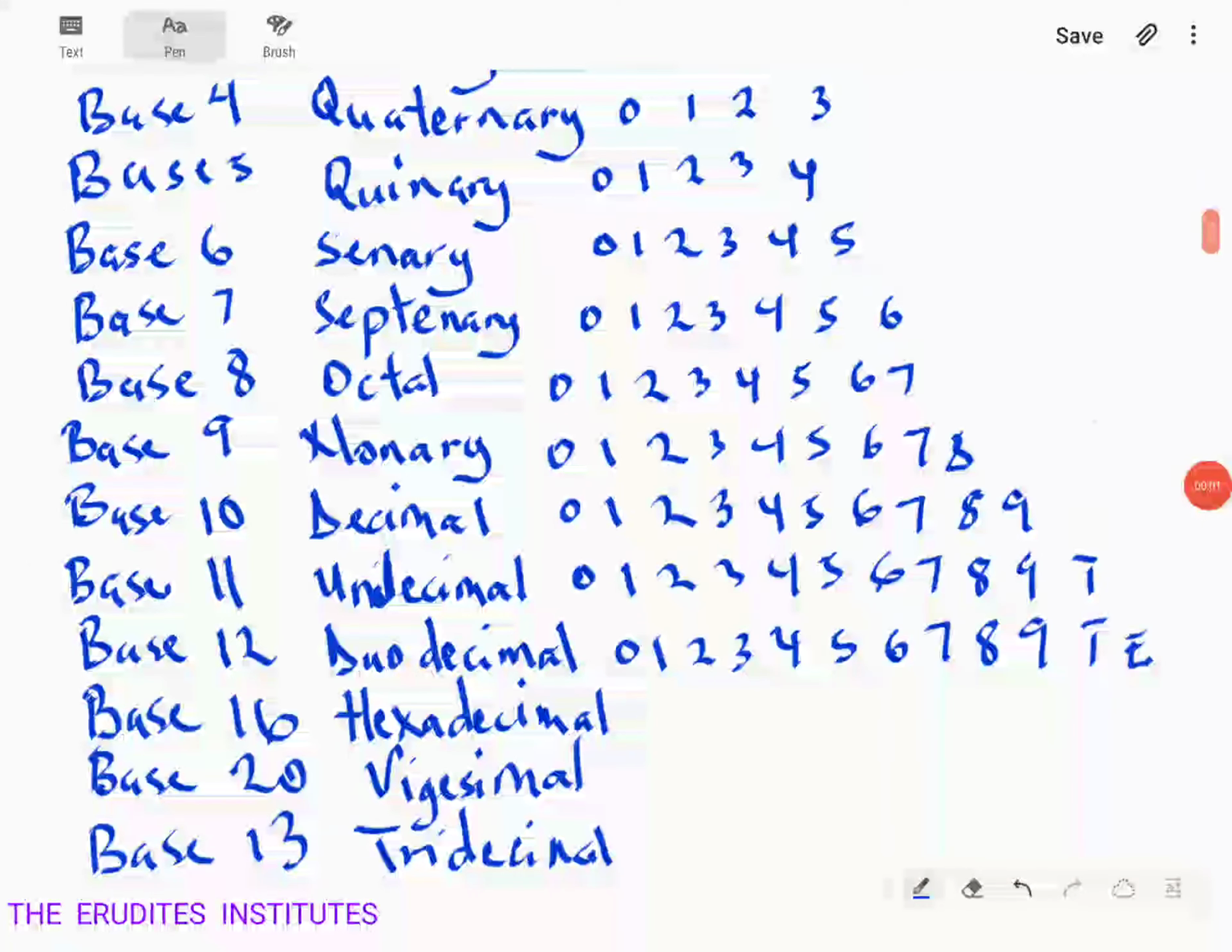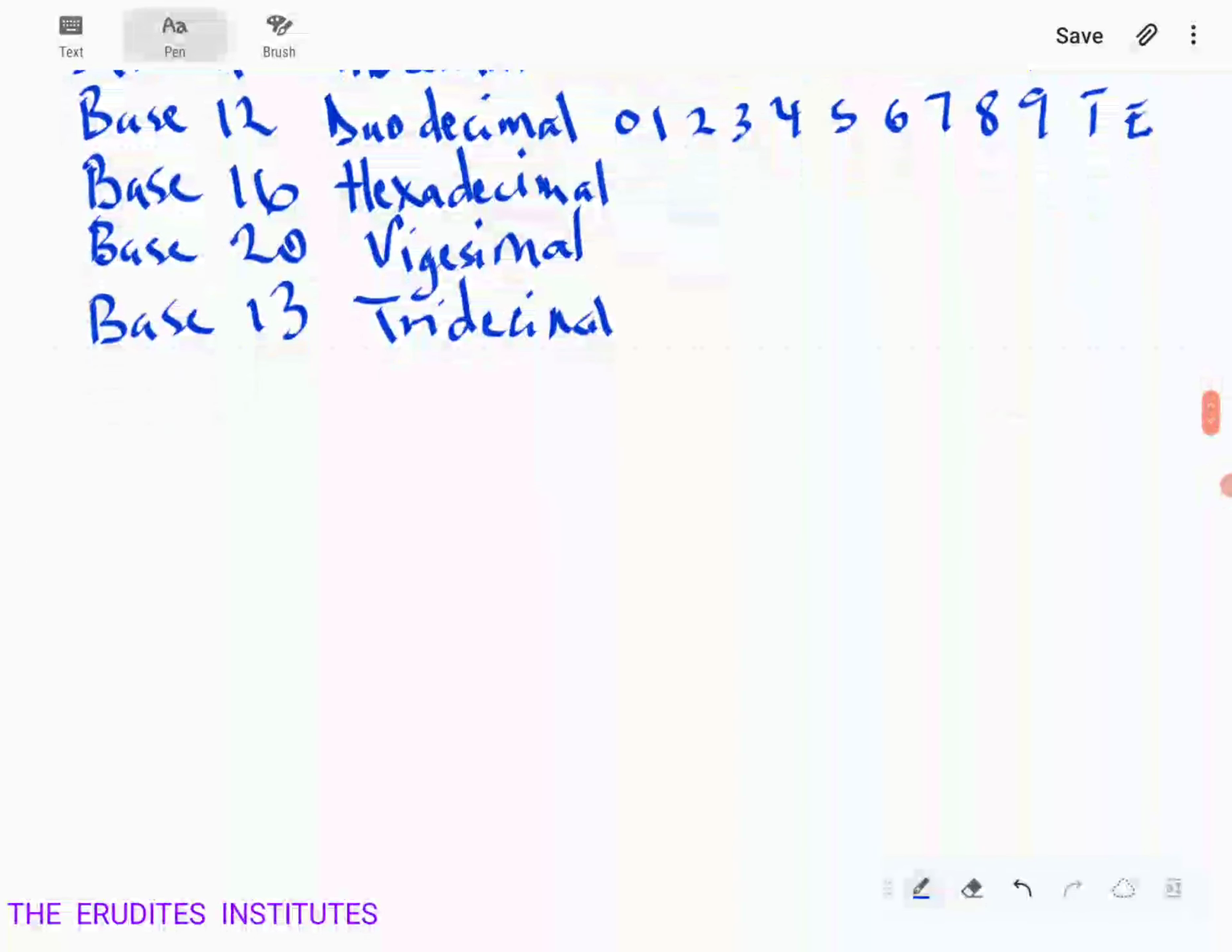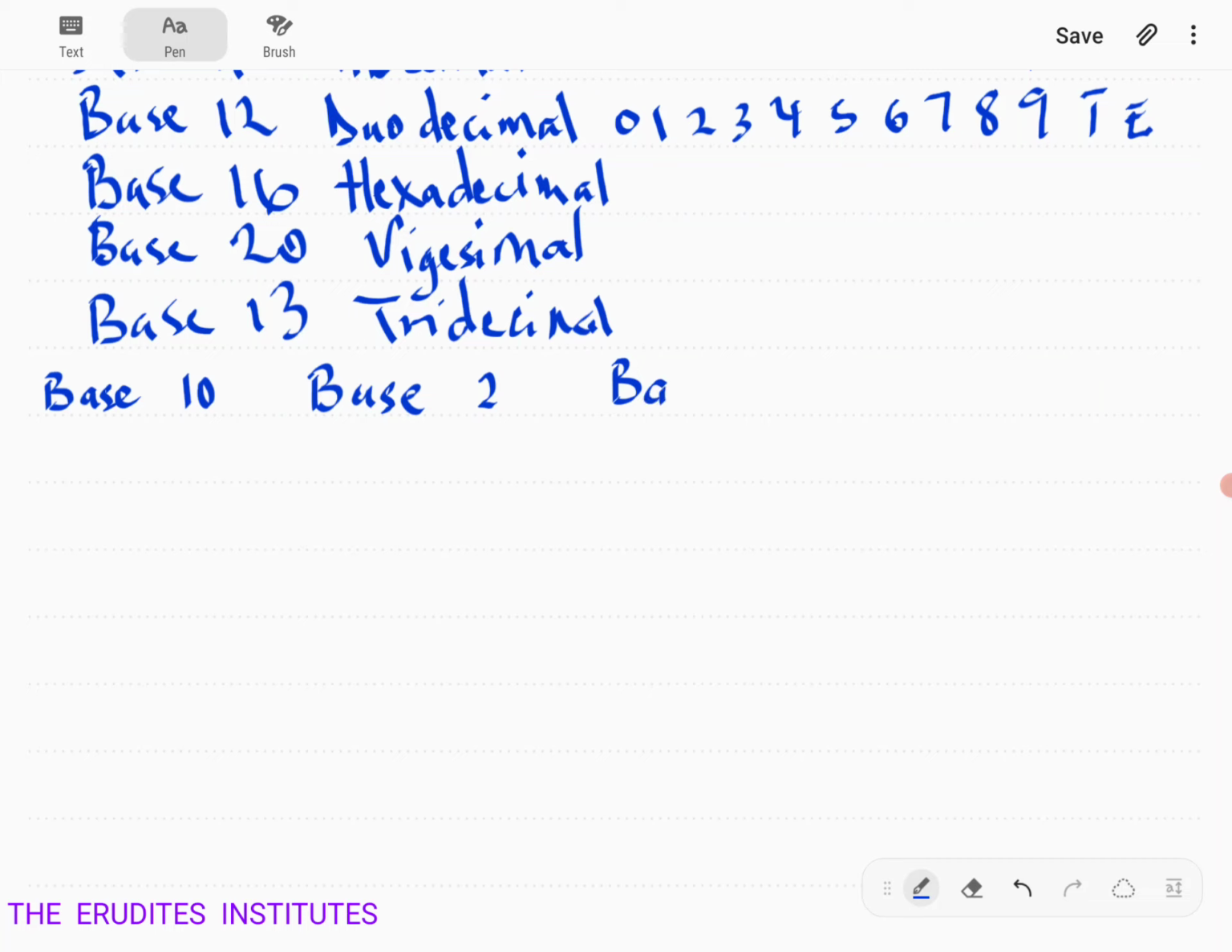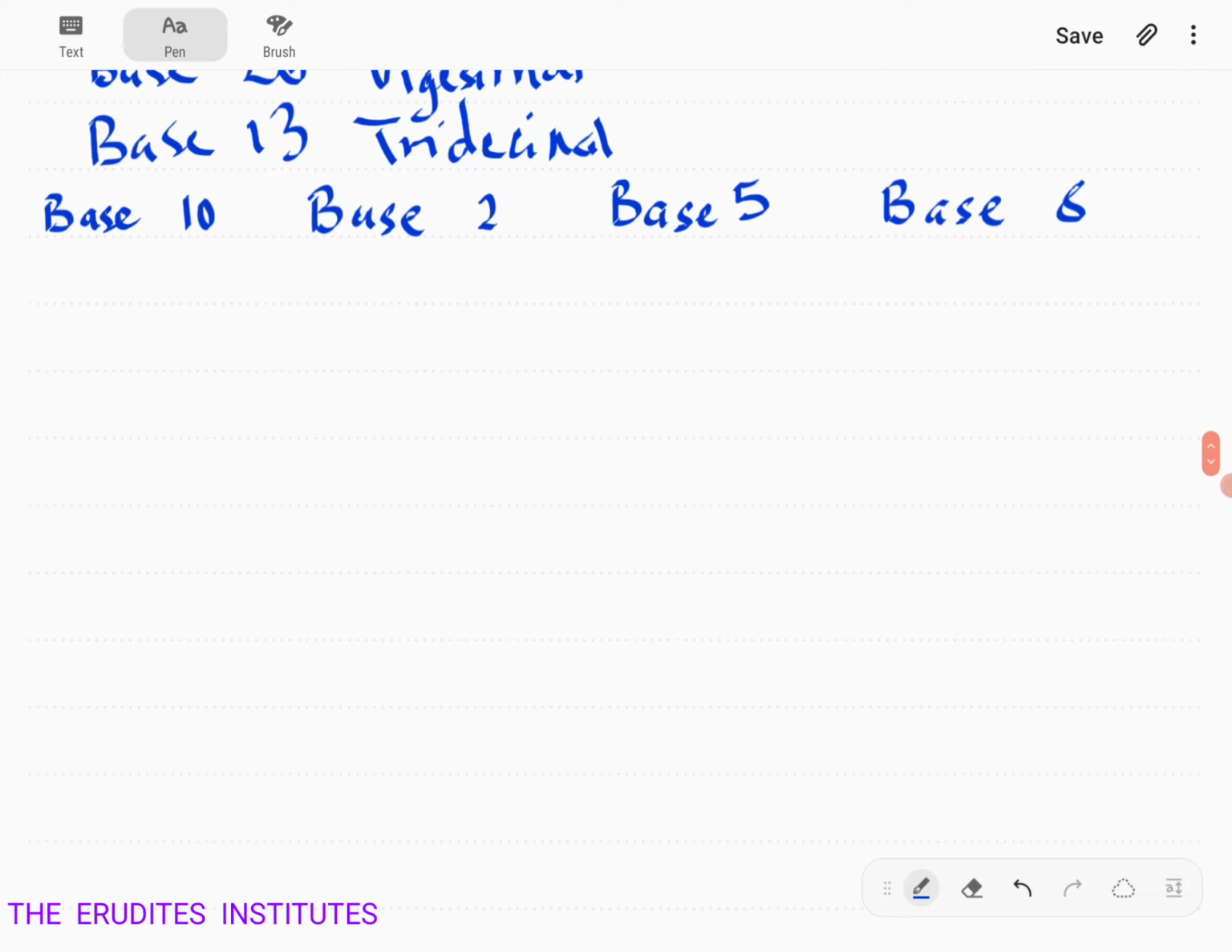All right, so we are going to pick three different bases. We are starting with base 10. Then we are going to use base 2, base 5, base 8. Then we're probably going to write the numbers we know.